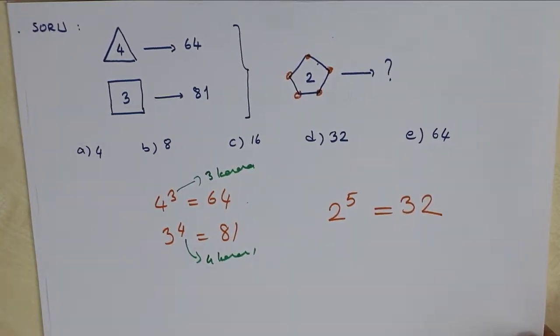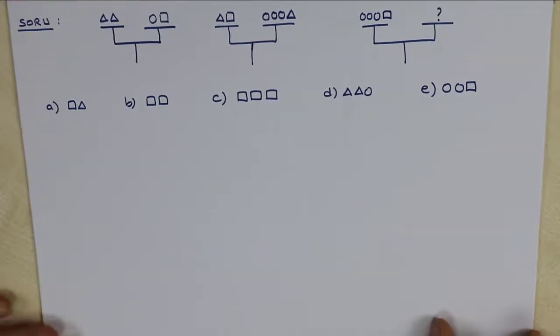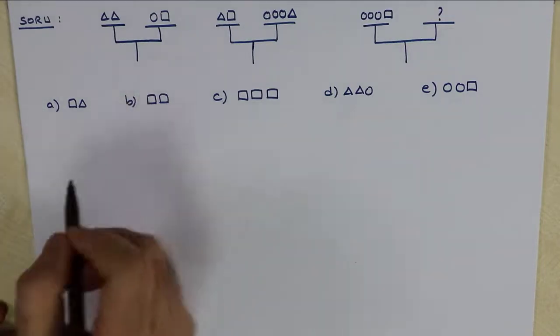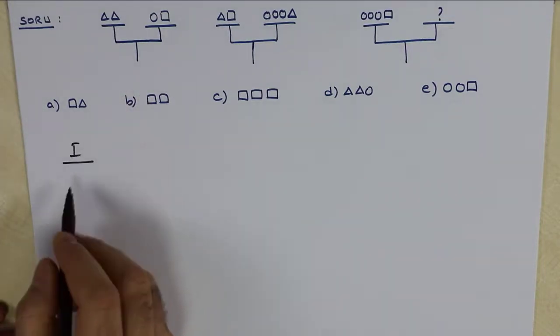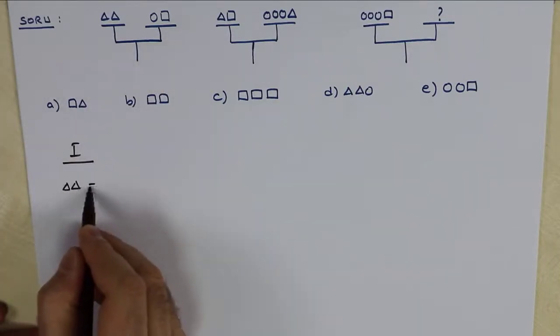Again, a type of question that comes frequently on the exam. If we look, we have a scale, a question based on the scale. We have the two sides of the scale, and the scale is actually balanced, or in a balanced state. So we have three of these scales. The first one, we have two triangles equal to one circle and one square.